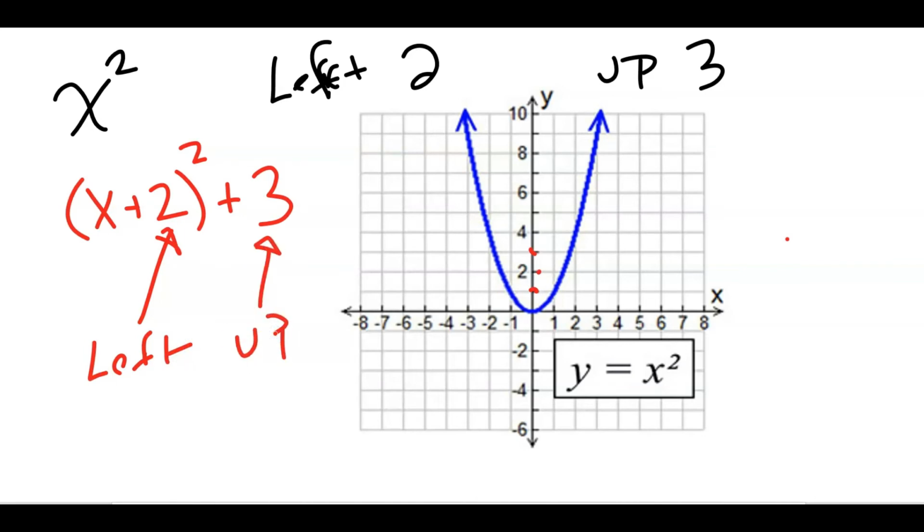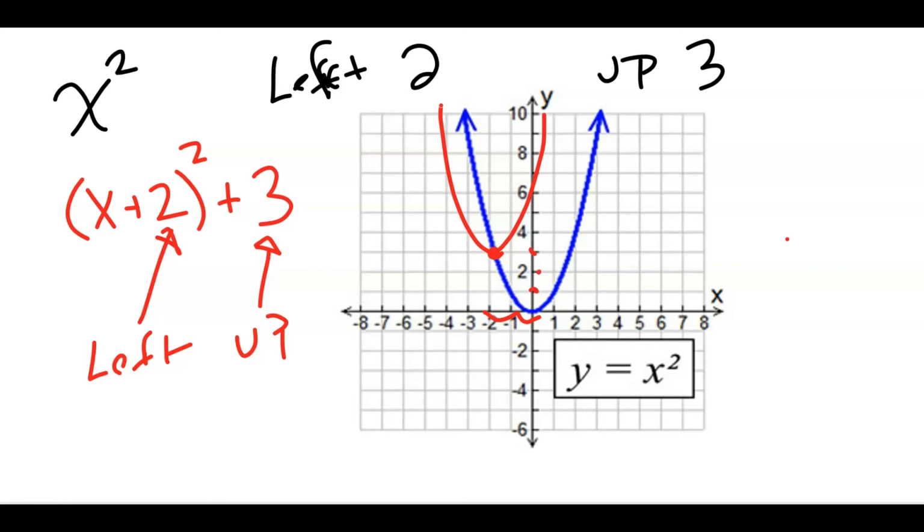Okay, so I know my graph's going to go left 2 spaces, then it's going to go up 1, 2, 3. My new graph just shifted left and up. It's still the same shape. I did not change the A term. I just moved where it was. I moved it left, I moved it up, and that's how these transformations are going to work.